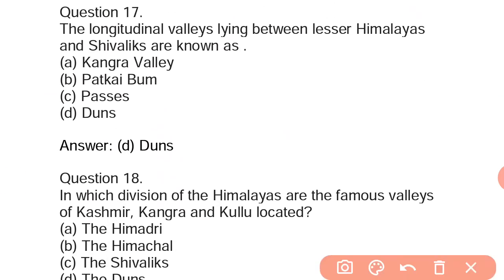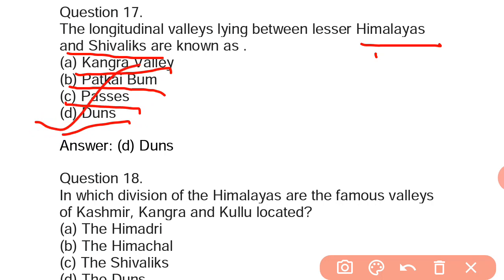The longitudinal valleys lying between Lesser Himalayas and Shivaliks are known as option A Kangra Valley, option B Patkai Bum, option C passes, option D duns. Right answer is option D duns. Next question.